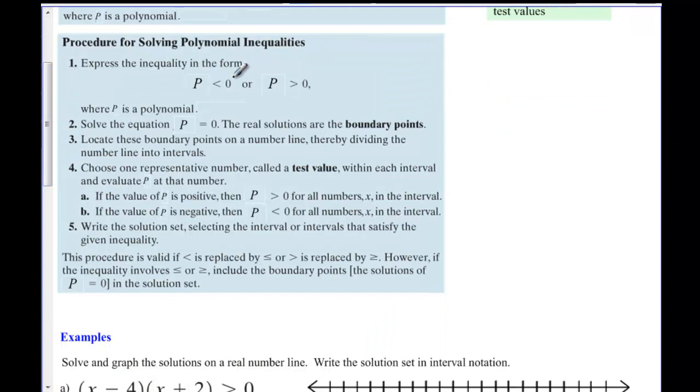All right, so once we get it set to where we have the polynomial inequality on the left and then a 0 on the right, we're going to go through and solve it pretending that it equals 0. So essentially that means we're going to end up factoring, or using the quadratic formula or something like that, to figure out what values make it equal 0. So what values of x make it equal 0? Those are going to be our boundary points.